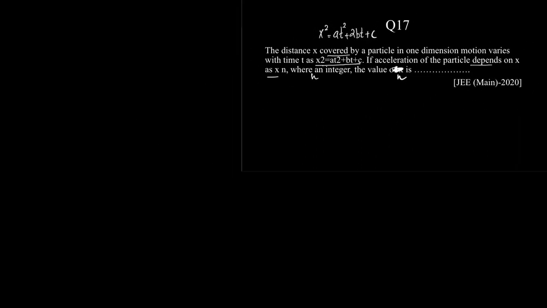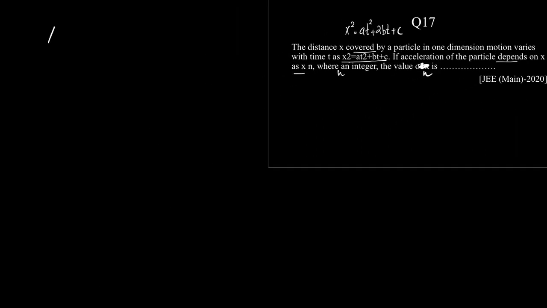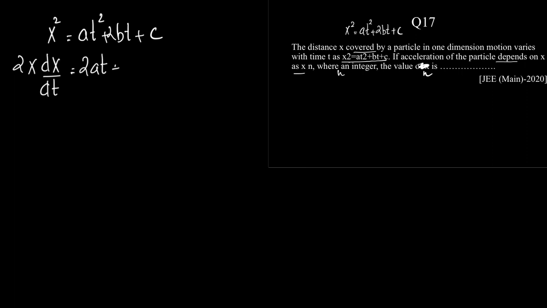Now let us start writing the solution. So we have x square is equal to at square plus 2bt plus c. So when I differentiate this equation, what do you get? 2x into dx by dt is equal to 2at plus 2b, right? So we can write it otherwise, that x into v, because dx by dt is v, x into v is equal to at plus b, right?